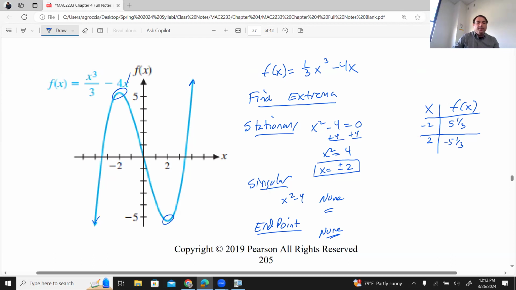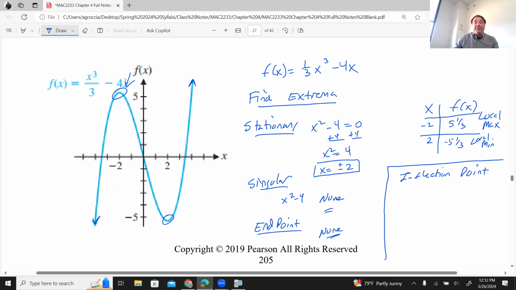What do we have here? Max or min? Max, local or absolute? Local, because the graph goes up forever. And then what do we have at 2, max or min? Min, local or absolute? Local as well, because the graph goes down forever. Okay, now we're going to throw in, just for a little extra practice, inflection point.